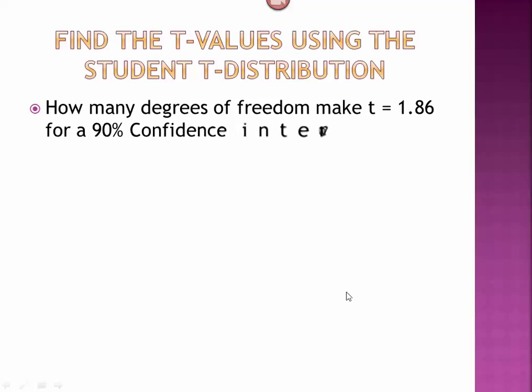So using your table, how many degrees of freedom make t equal to 1.86 for a 95% confidence interval? Refer to your table, pause if needed.